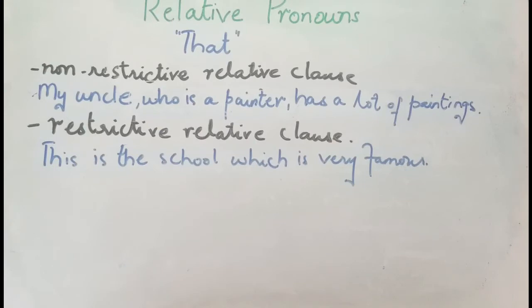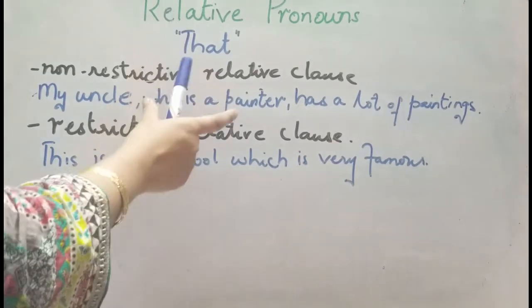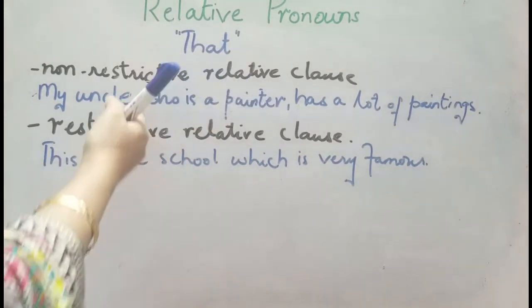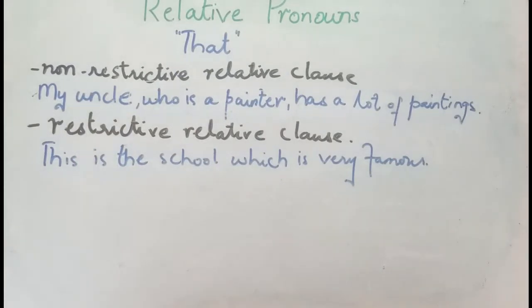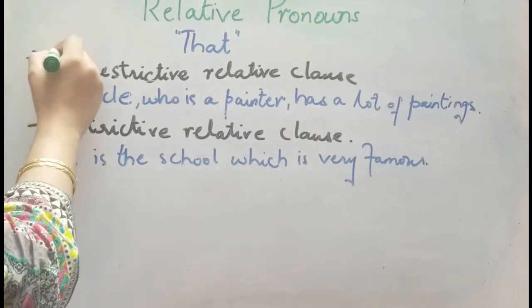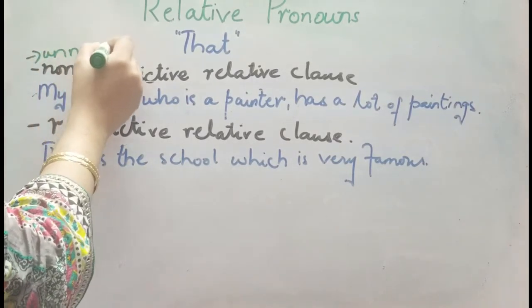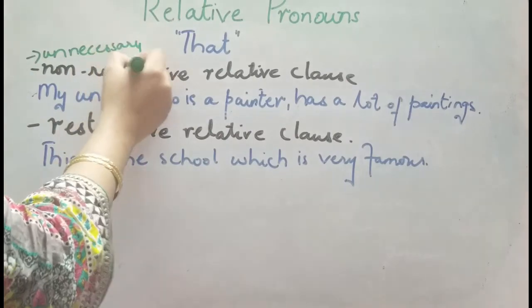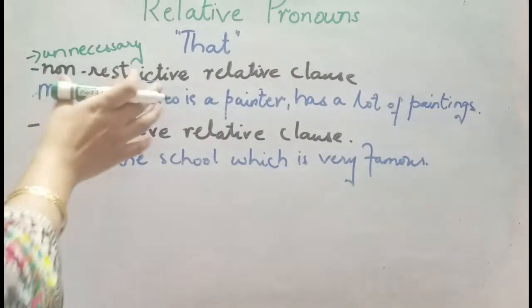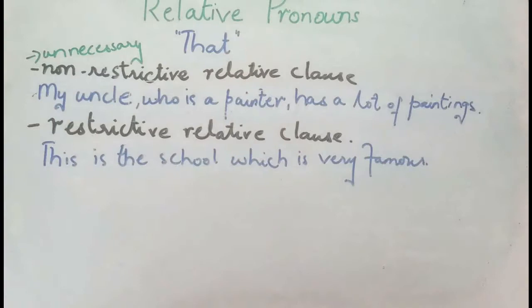So sometimes information that you are providing in a sentence is unnecessary and can be omitted. This is when you call it a non-restrictive relative clause, and the information is unnecessary. You don't need it. You could just omit it and complete your sentence. For example, I could have easily said my uncle has a lot of paintings. The next one, restrictive relative clause.